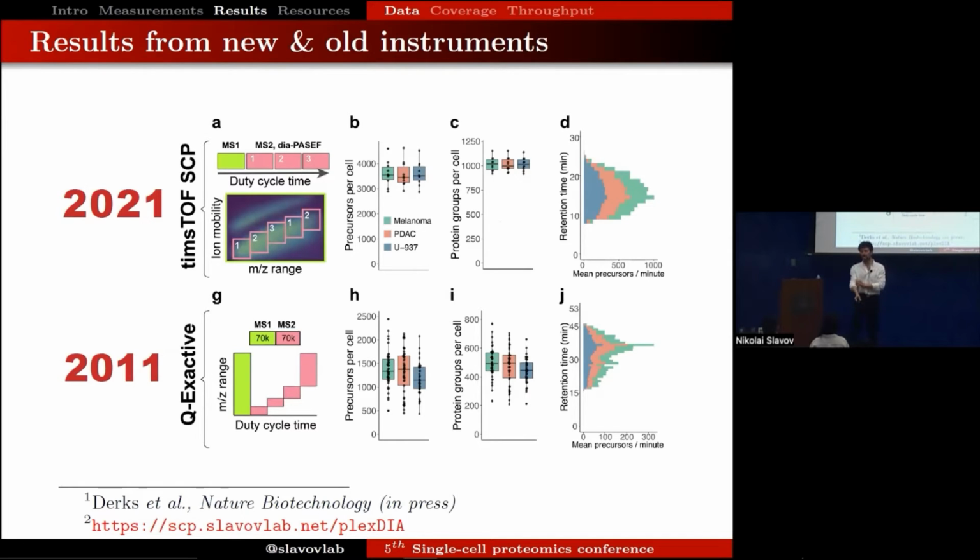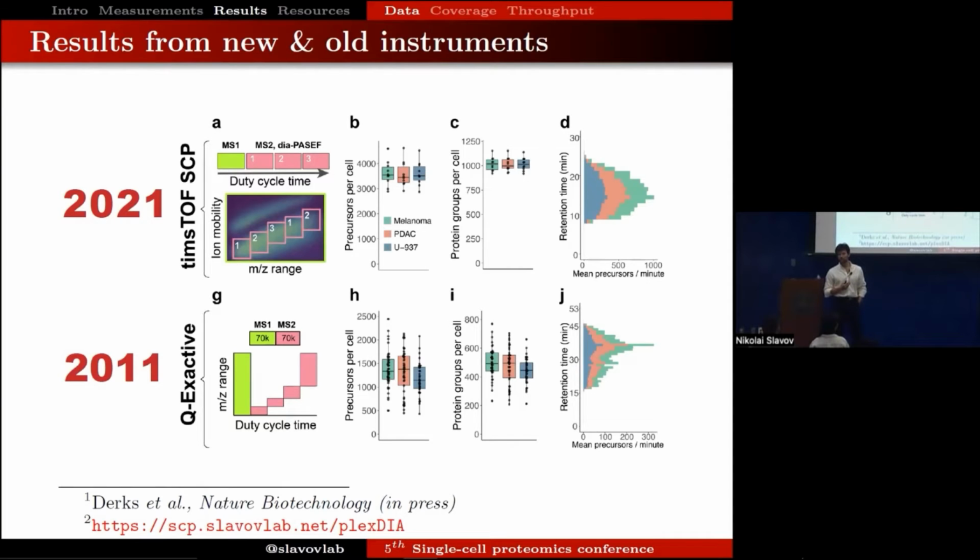I'll first say that the analysis can be performed both on old and new instruments. And in this case, we have applied exactly the same method using either a very modern, very powerful instrument, timsTOF SCP, developed by Bruker, or using a very old instrument, more than a decade old, from a different mass detector, Orbitrap mass detector. And both old and new instruments can result in high quality data.